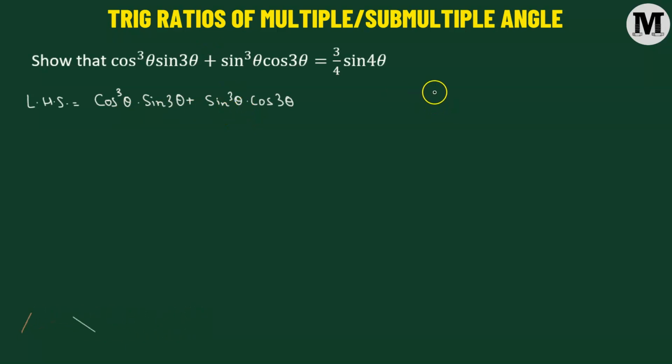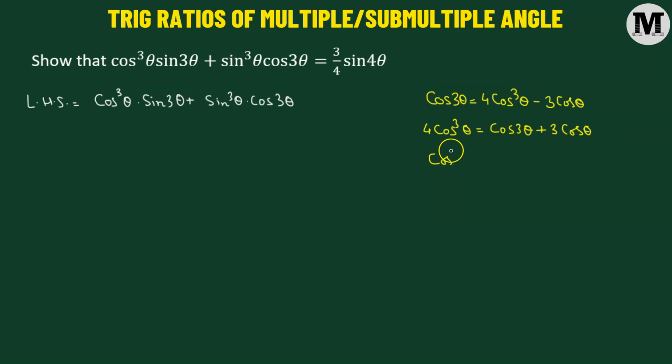a standard formula. We know that cosine of 3 theta, so that's given by 4 times cosine cubed theta minus 3 times cosine theta. Now what we'll do, we can rewrite the terms as 4 times cosine cubed theta equals to cosine of 3 theta added to 3 times cosine theta. Dividing each terms by 4, so we have cosine cubed theta equivalent to 1 over 4 times cosine 3 theta added to 3 over 4 times cosine theta. So this is the value that we'll use in place of cosine cubed theta.